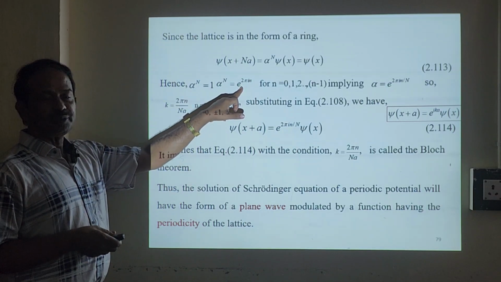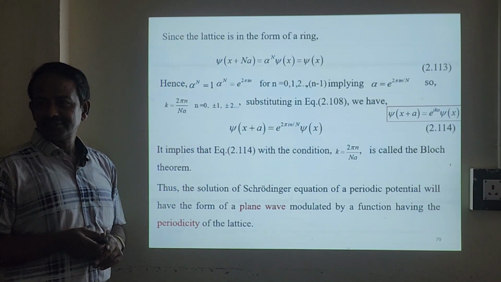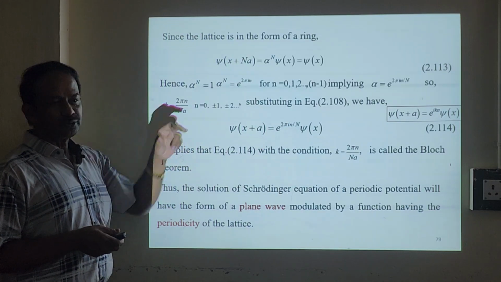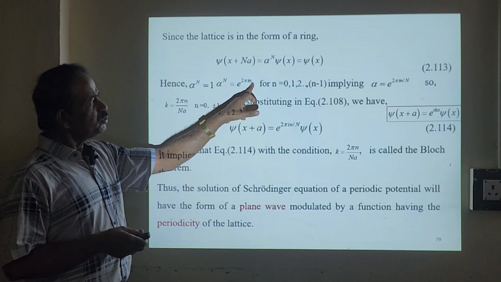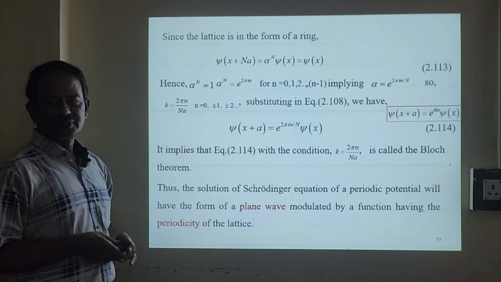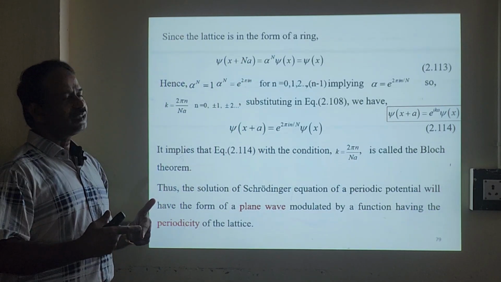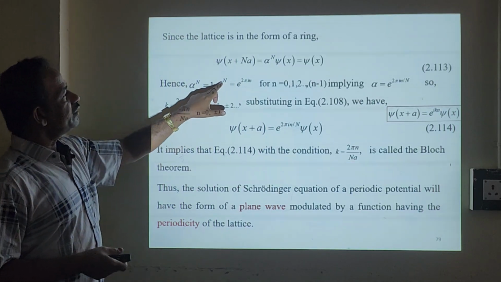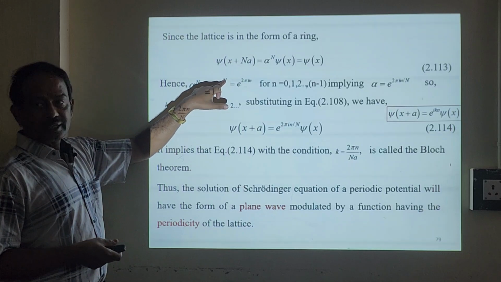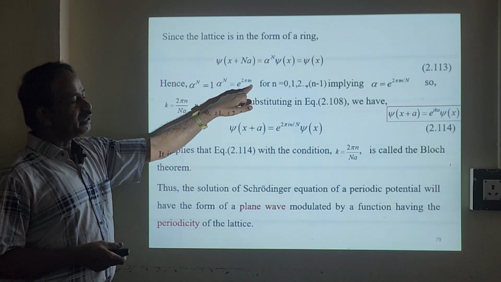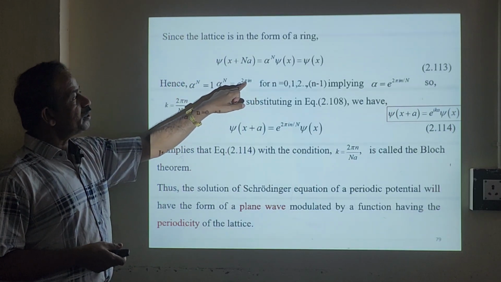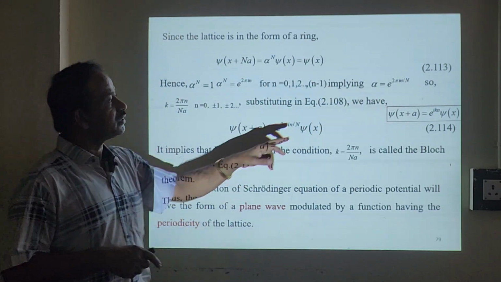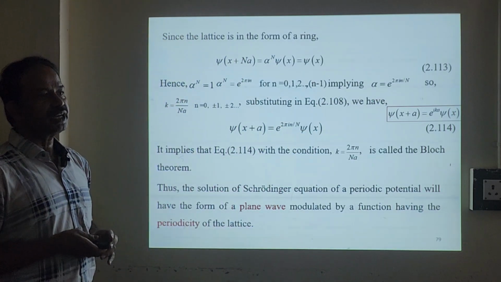The 1 can be replaced with e power 2 pi i n. Suppose you substitute n equal to 0, e power 0 is 1. You substitute 1, that also will be periodicity. So you divide the power by N, and N by N will give you 1. So that will be e power 2 pi i n by N. So the multiplicative factor will be alpha equal to e power 2 pi i n by N.